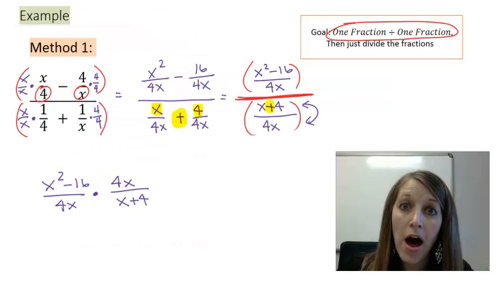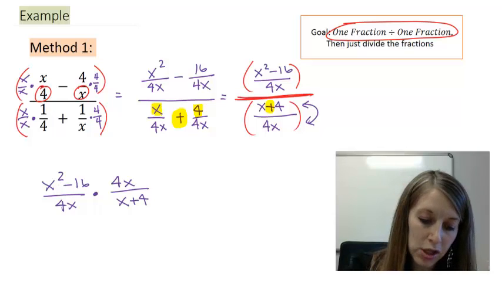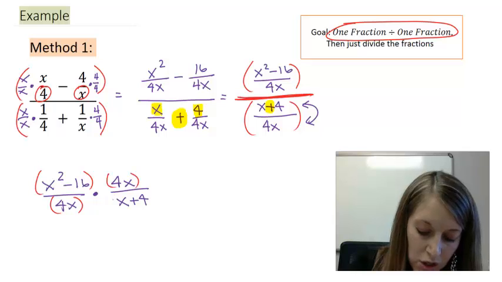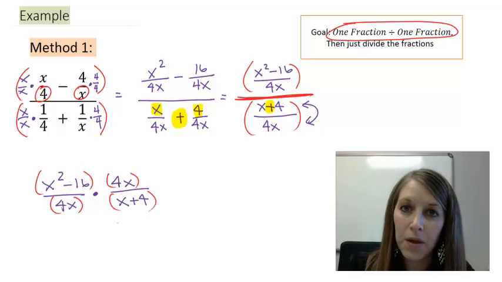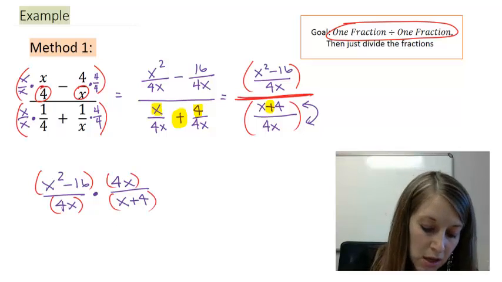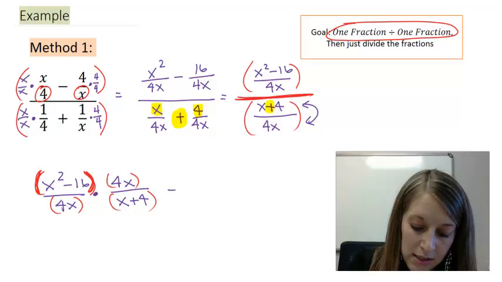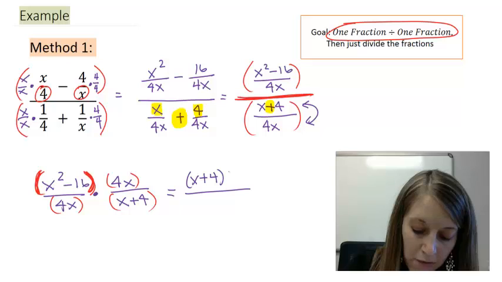So I've changed it into a multiplication problem. Now what I need to do is I need to factor these guys individually. And this one's pretty easy because the only one that actually factors is my top left. X squared minus 16 is a difference of squares, so I can factor it as x plus 4 and x minus 4. Everything else I'm just going to copy over to my next step.